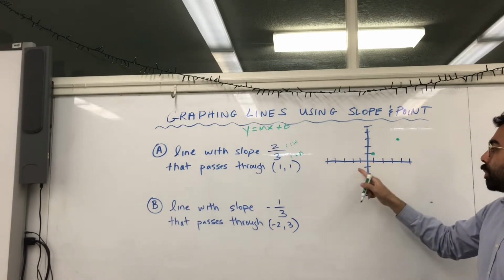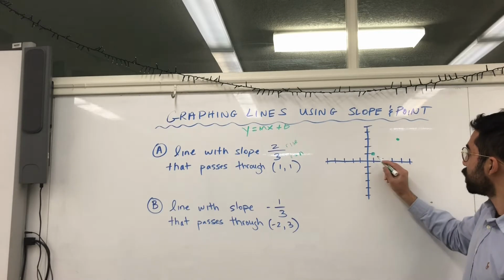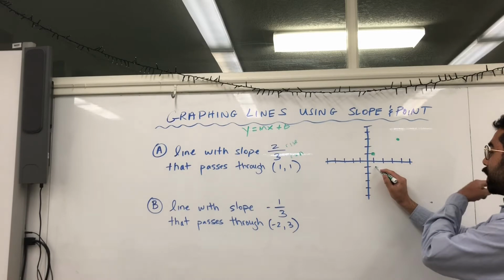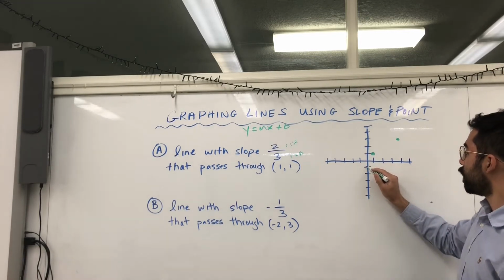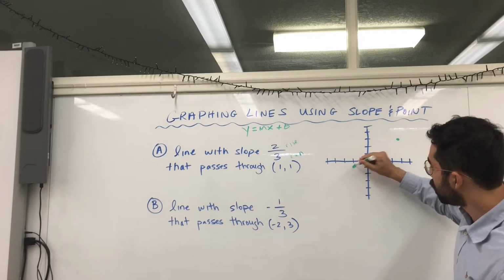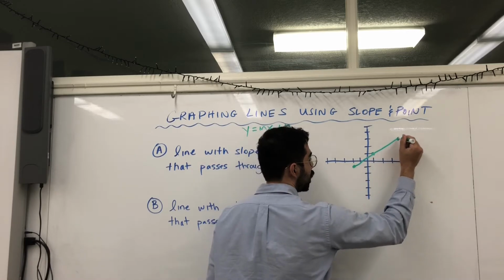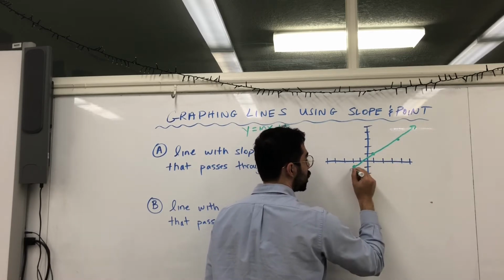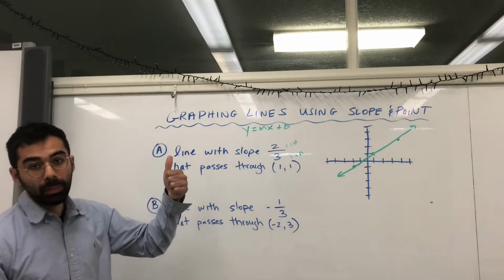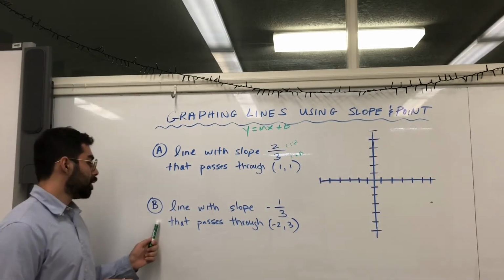Okay? And I can go the other way as well, okay? So instead of going up 2, I'm actually going to go down 2. 1, 2. And then again, instead of going right, I'm actually going to go left. So 1, 2, 3. So as you can see, I have my linear function right here. Okay? So I've graphed A using, again, my point as well as my slope. I'm going to do the same thing for B. So let's go ahead and do B.